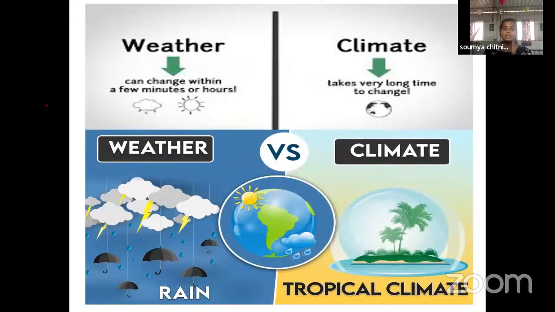Okay, so here you can see whether it can change within a few minutes or hours, right? At this particular minute, it can be sunny.